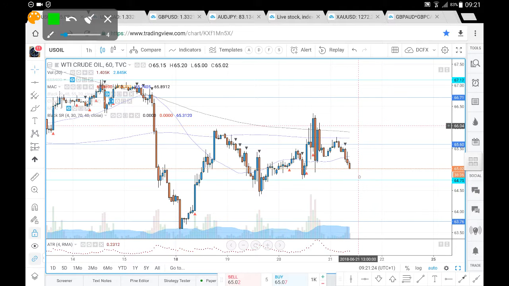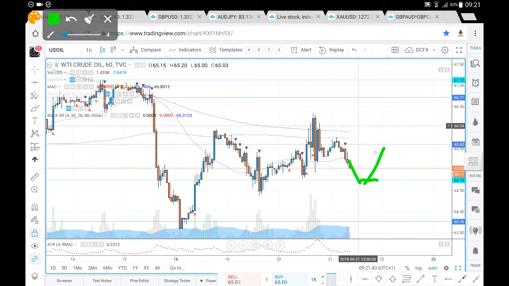So we do seem poised for a potential test of that 64.75. We'll look to see if we do hold there as support for a move possibly up towards that 65.60. If we do fail to hold support, however, in around 64.75, we're possibly looking for a move back down towards this 63.76, our most recent low here in the market.